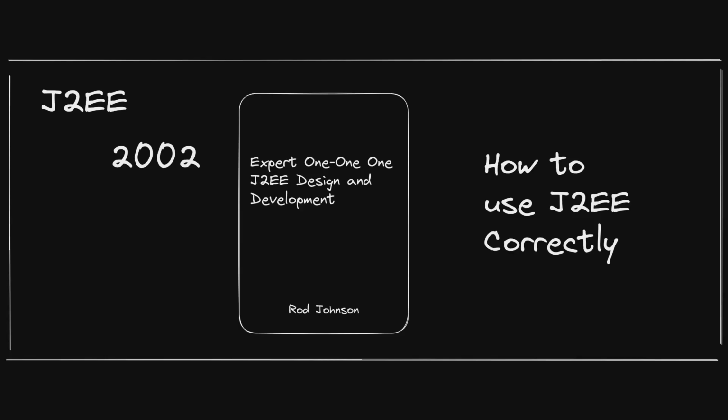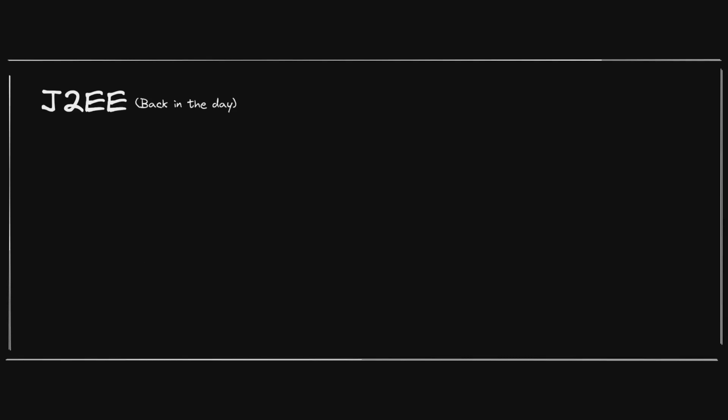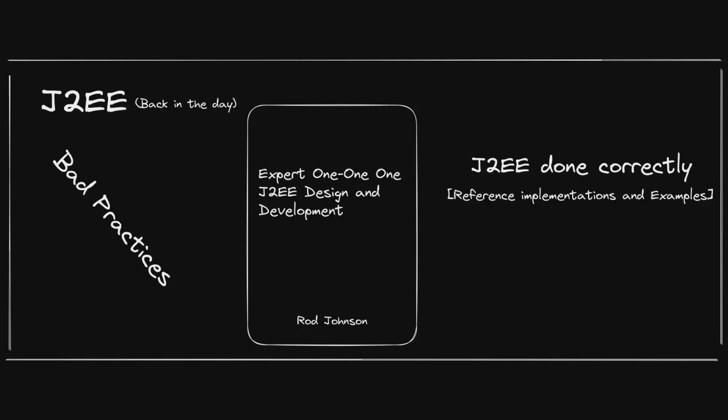At that time, J2EE did not seem to be very developer friendly. J2EE applications were often slow, unnecessarily complex, and usually took too long to develop. According to Rod Johnson, the problem was not in J2EE itself. Rather, it was the bad practices. Hence, he released his book to present the idea of J2EE done correctly, alongside some reference implementations and examples. These reference implementations laid down the foundation for one of the most popular Java frameworks, the Spring Framework.